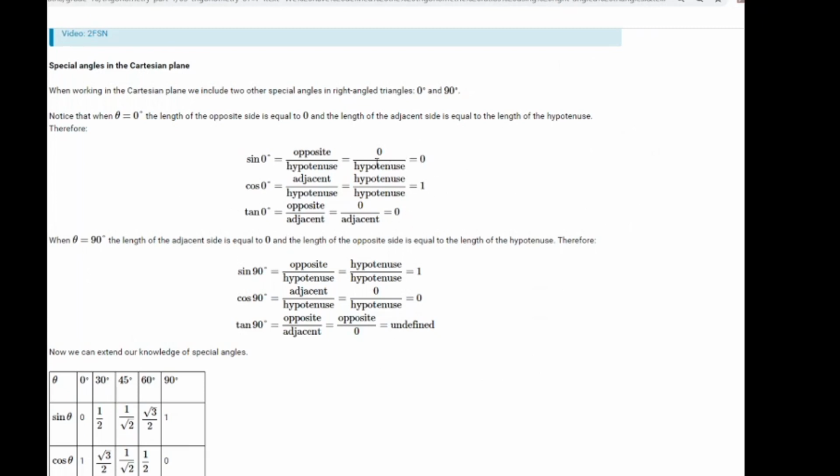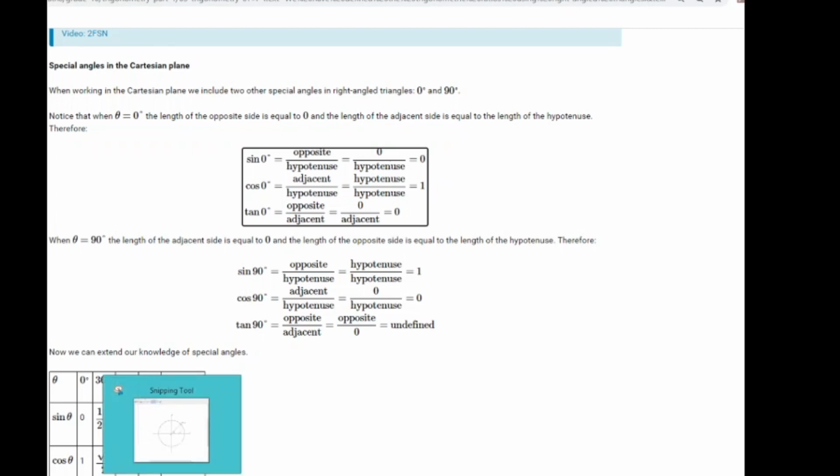In this paragraph, when theta now is equal to 90 degrees, the length of the adjacent side is equal to 0, and the length of the opposite side is equal to the length of the hypotenuse. Therefore, let me try to demonstrate this one also.